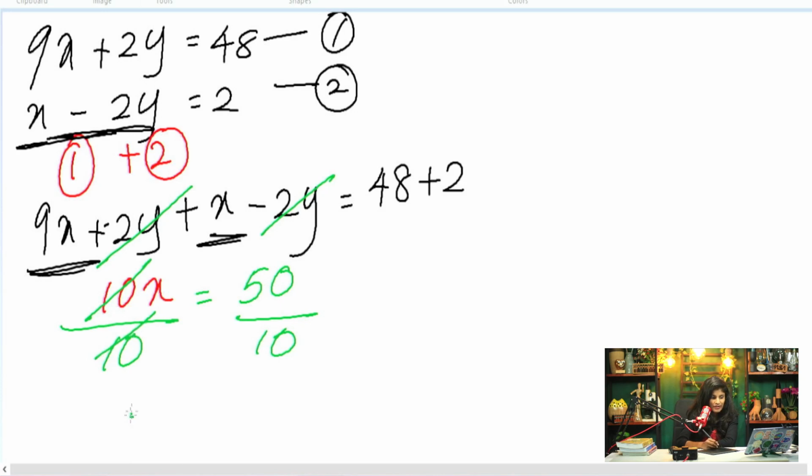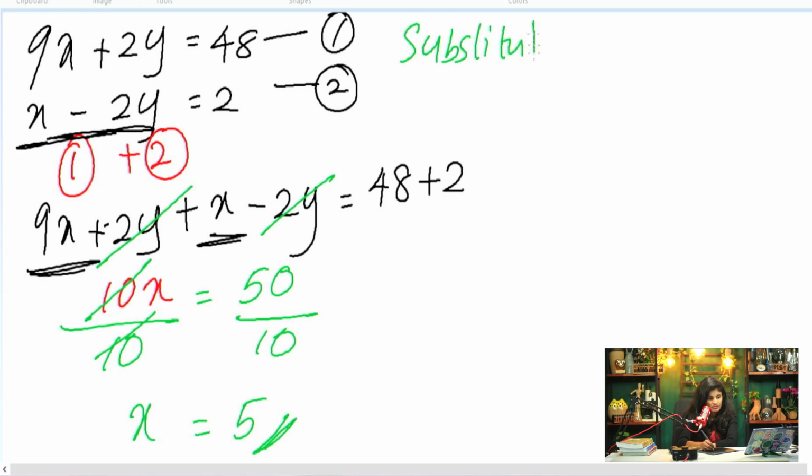10 and 10 are simplifying. X is remaining. X is equal to 5. That's it. So using the value of x, I'm going to find the value of y. I will use equation number 2.